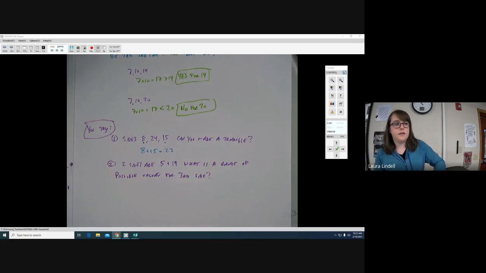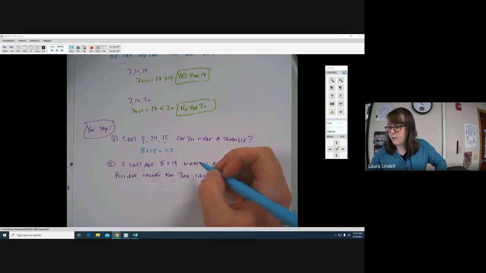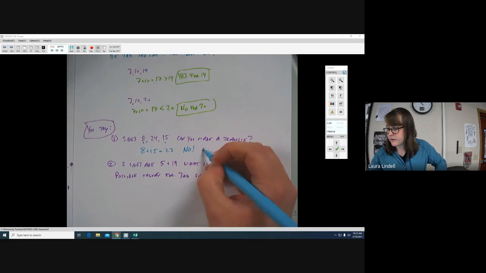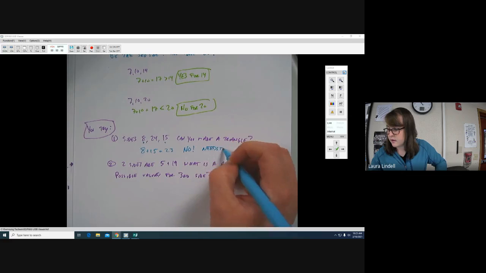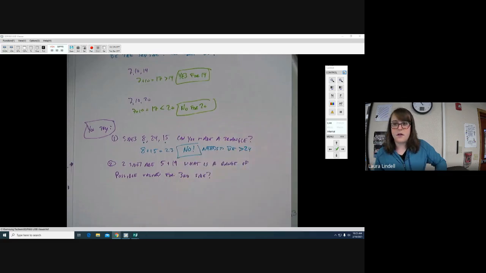So can I make a triangle out of 8, 15, and 24? No, I cannot, because 23 is not big enough. It needs to be bigger than 24. All right, so no, I can't make a triangle with 8, 24, and 15. Remember our strategy, add the 2 smallest, needs to be bigger than the third.